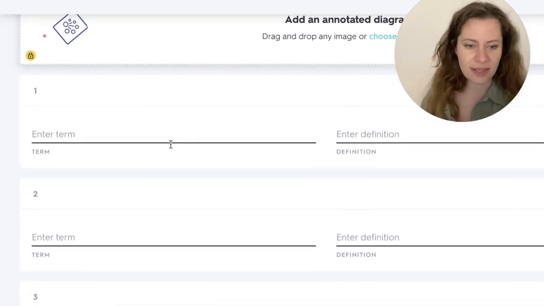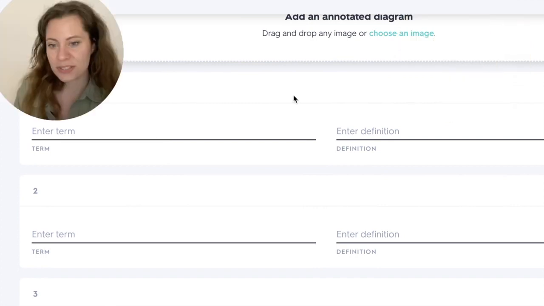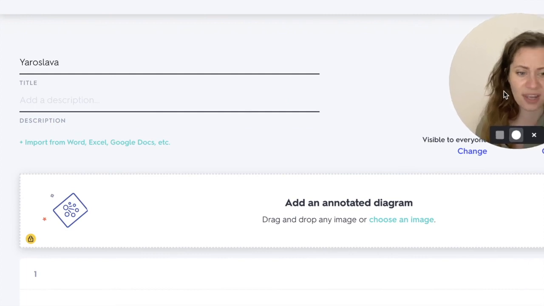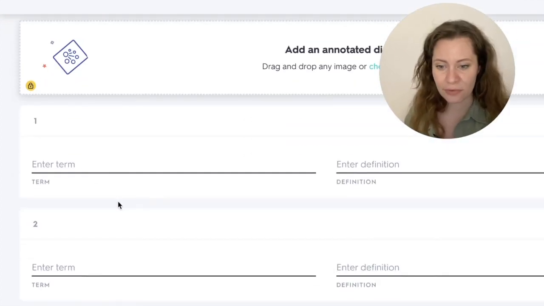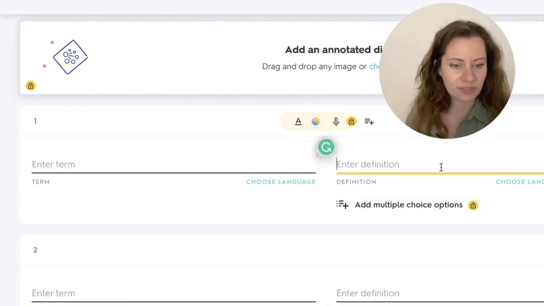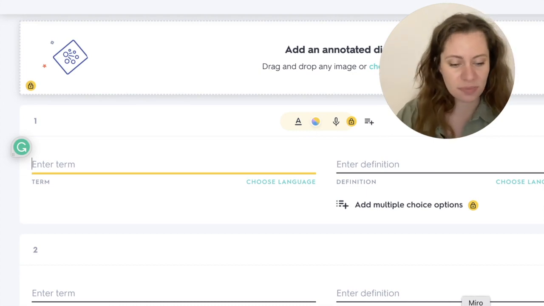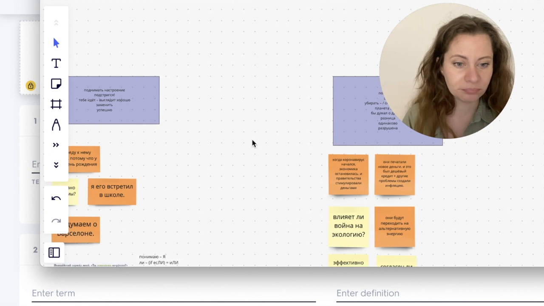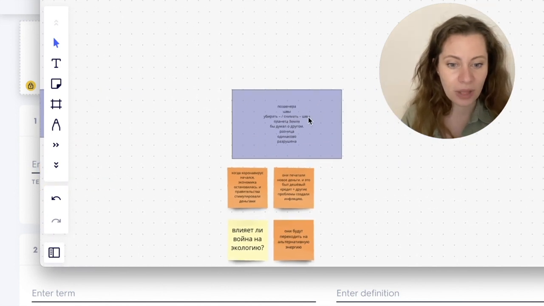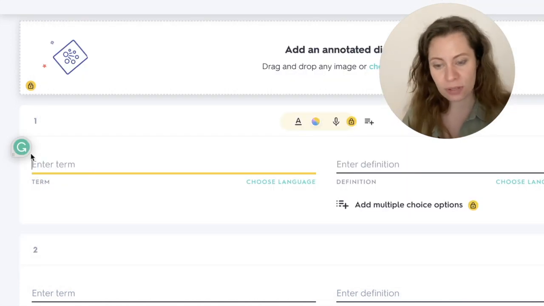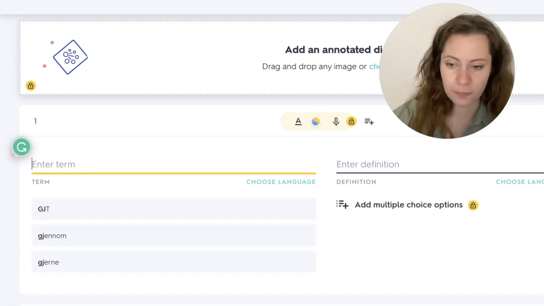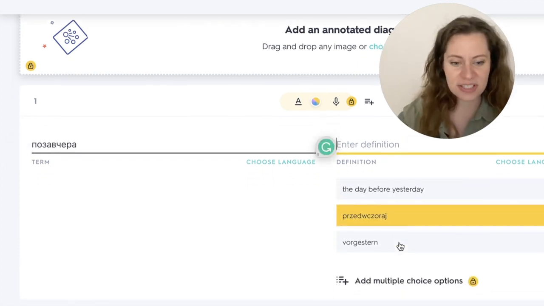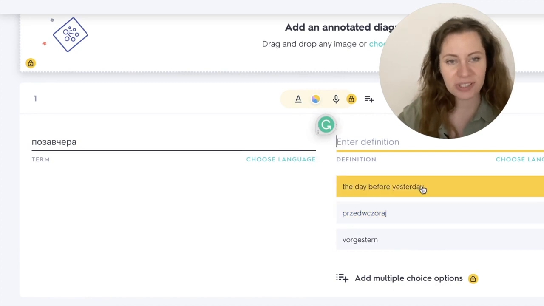So next, on Quizlet you have a very easy interface. You can just understand everything. For example, term and definition. What do I do with these words that I picked from my students? For example, позавчера. Позавчера is the word, and they already have these definitions, for example, the day before yesterday.